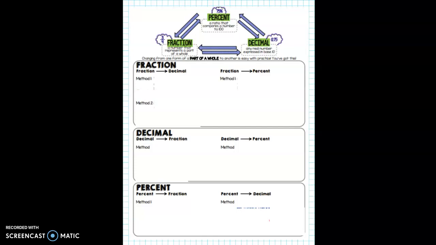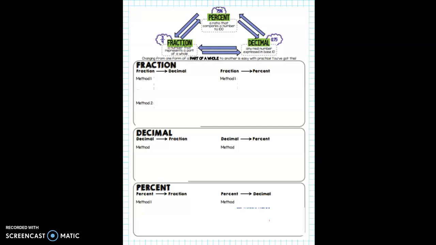In this lesson, we will be looking at converting between percents, fractions, and decimals. A percent is a ratio that compares a number to 100. 75% is 75 out of 100. A fraction is a number that represents a part of a whole. 75 over 100, both numbers can be divided by 25, and that would give you 3/4, the fraction in simplest form.